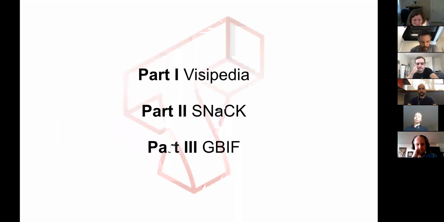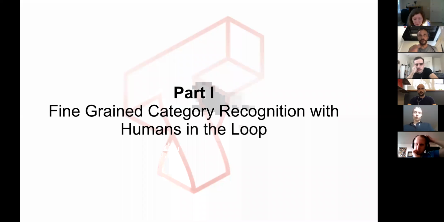So the title of the talk emphasizes this portion about GBIF mediated data sets, which has to do with connecting the computer vision and machine learning community with the biodiversity community. But this is an offshoot of my group's many years of work in a project called Visipedia. So I'm going to start with some overview of Visipedia, and then talk about a less supervised version of the work we're doing in Visipedia called SNAC. And then that will bring us to the portion that is focused on biodiversity.